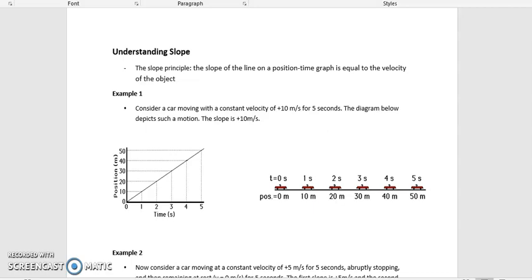Happy Friday, grade 10s. So today we are going to be continuing on with our understanding of position time graphs. So in our last class we were talking about how to draw a position time graph. That position is always on the y-axis and time is always on the x-axis.